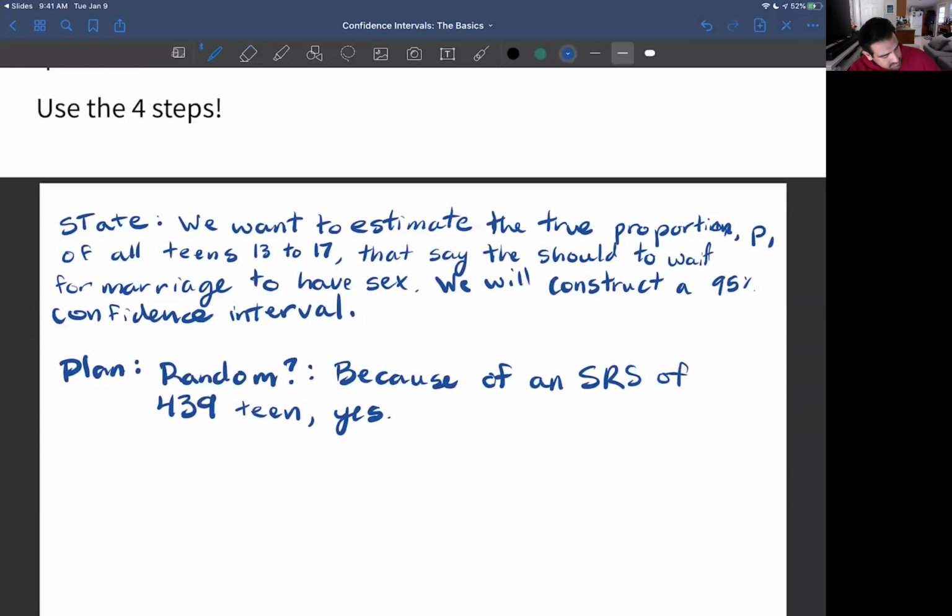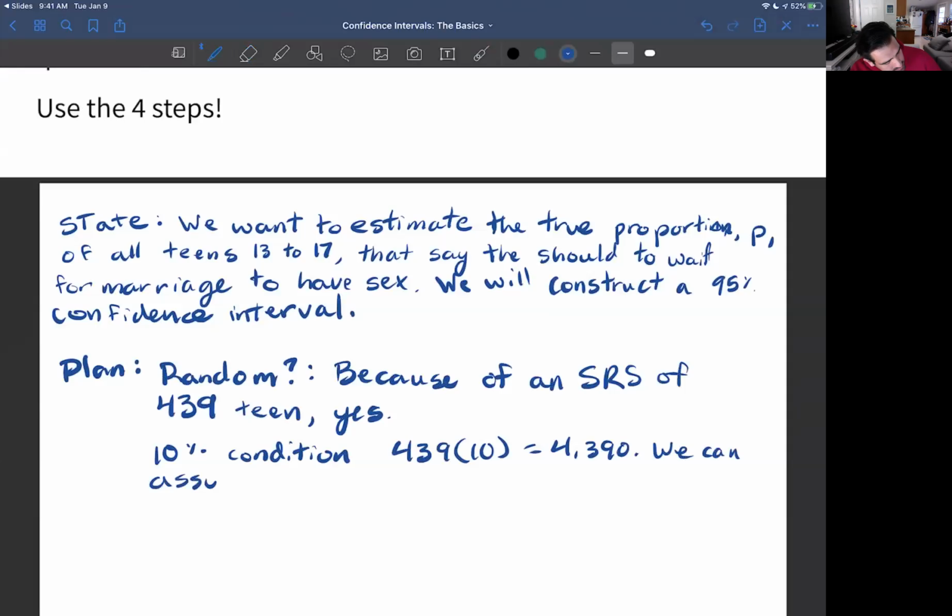As far as the 10% condition, the 10% condition tells us independence. The sample size, 439 times 10 equals 4,390. We can assume more than 4,390 teens exist.